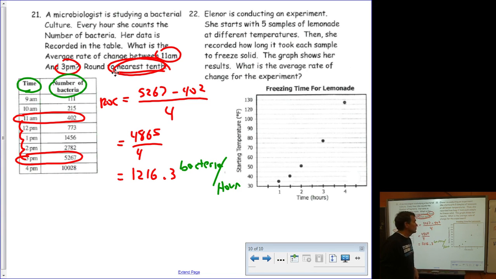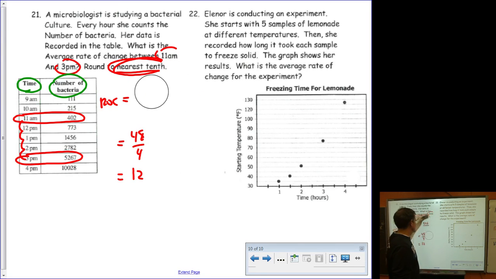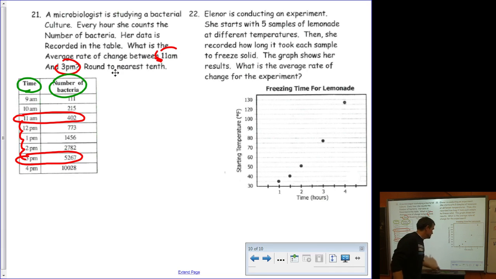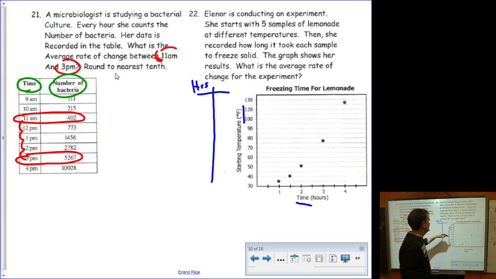All right, problem number 22. Problem number 22 is tricky, I think. First of all, I feel like the graph does not give exact values, but I made a table of values for the graph, where x is my time in hours, and y is my temperature. And the ordered pairs I picked were, for this one, I said 1 hour, 35 degrees.